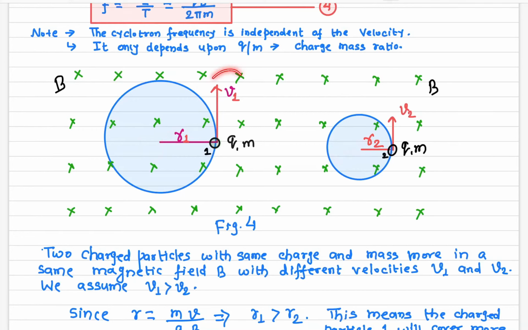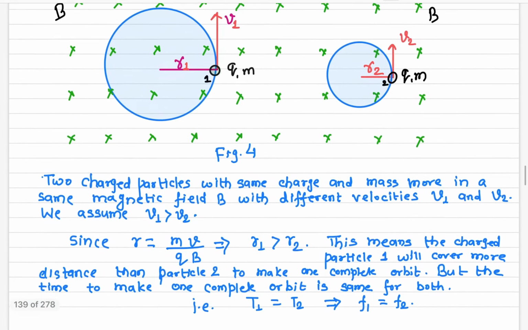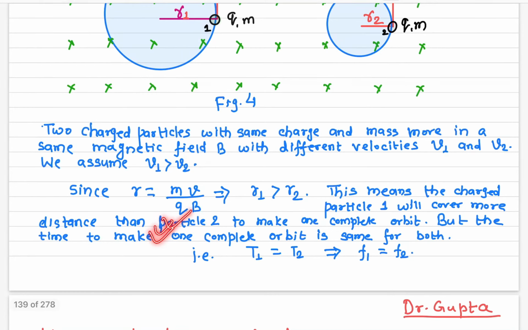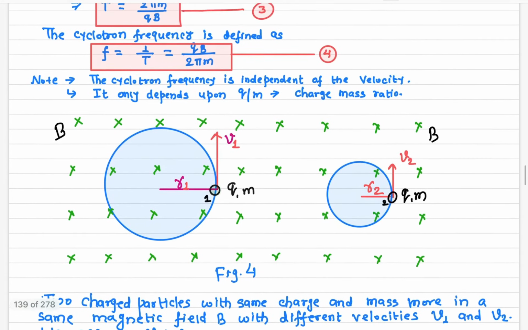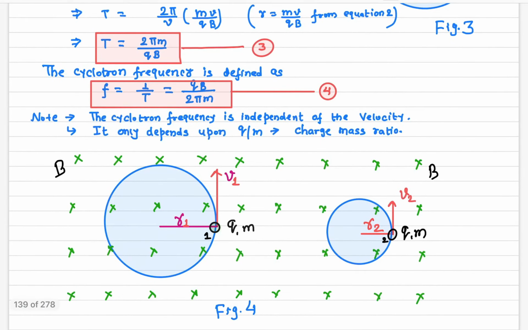So what is the speed doing here? The speed is simply moving it into a larger orbit or into a smaller orbit, but the time period or the cyclotron frequency will be exactly the same. It is independent of the velocity. Here I have shown that mathematically too. So remember, if an electron is moving with 5 meters per second or 5,000 meters per second, both electrons will complete one orbit in exactly the same time.